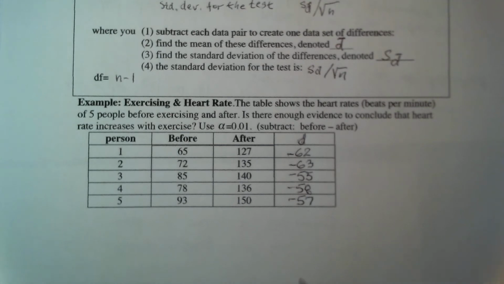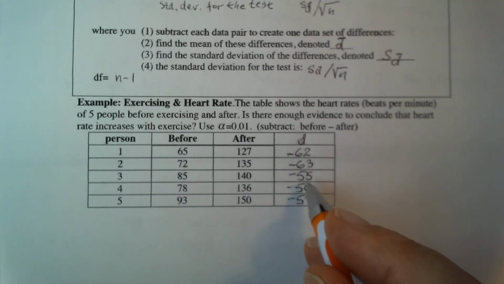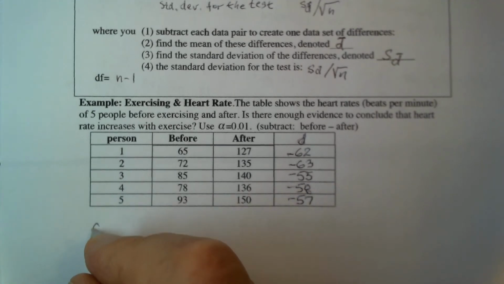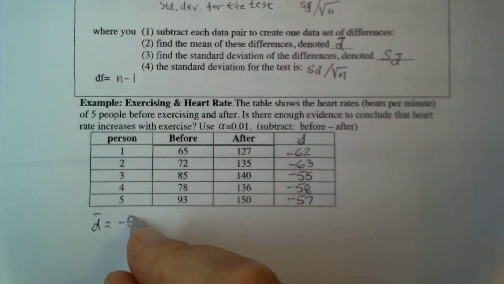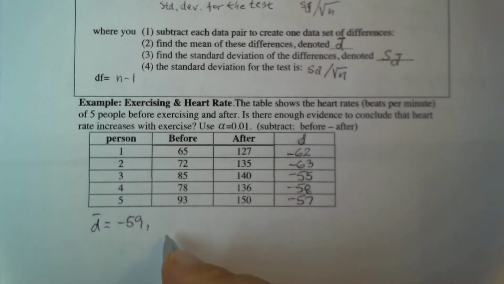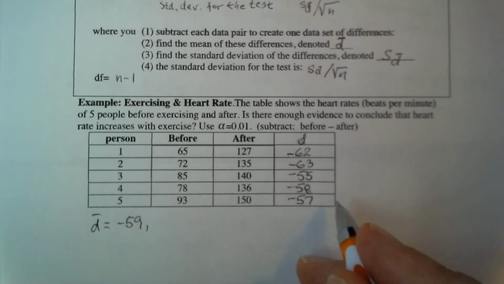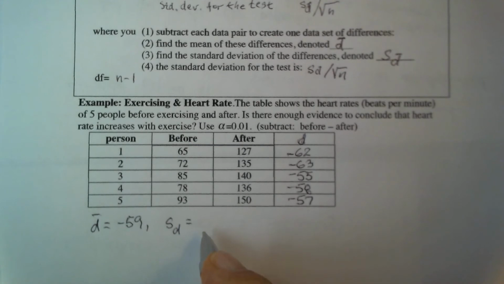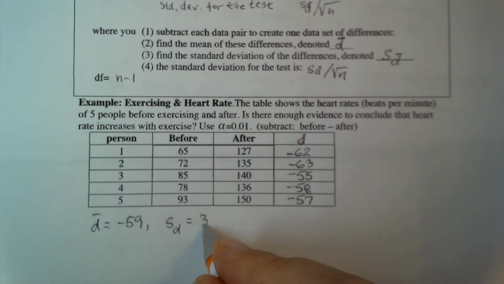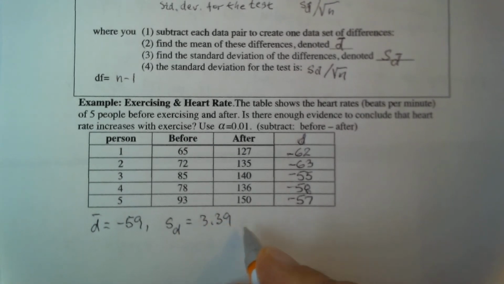So then we compute the mean of the differences. In other words, we add up the differences and divide by 5. And so our mean of the differences is d bar, and that is minus 59. And the standard deviation of the differences, s sub d, is 3.39. That's our standard deviation.